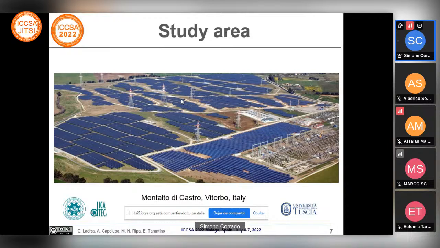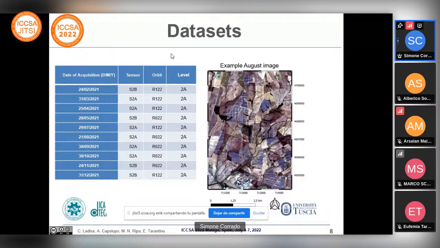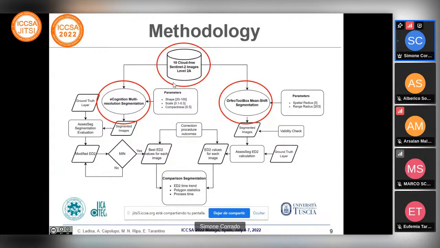So, the dataset. Ten cloud-free Sentinel-2 scenes were collected over the study area from the European Space Agency. Level 2A was selected, and all data were provided in World Geodetic System 84, Universal Transverse Mercator, UTM, Zone 32 North. So, the methodology. The digitalization of the PV plants located in the study area allows having the ground truth for assessing segmentation quality.